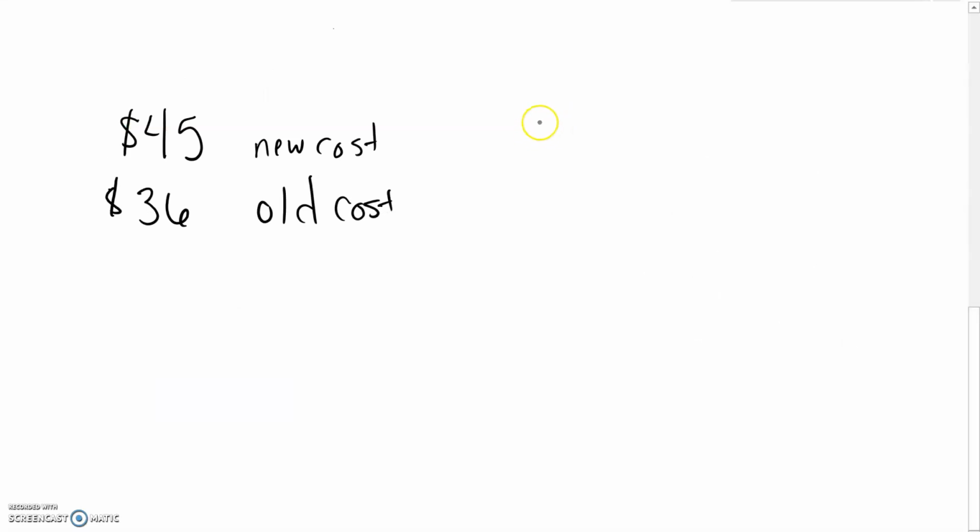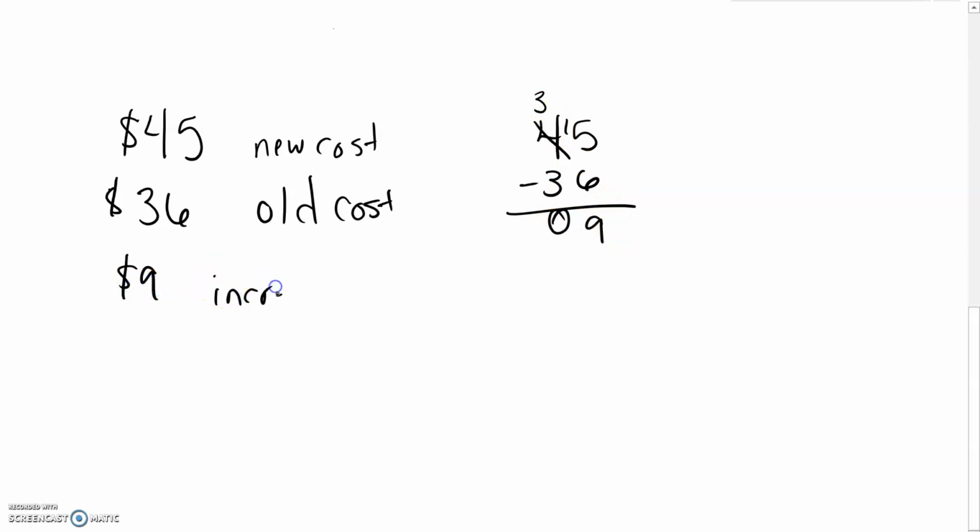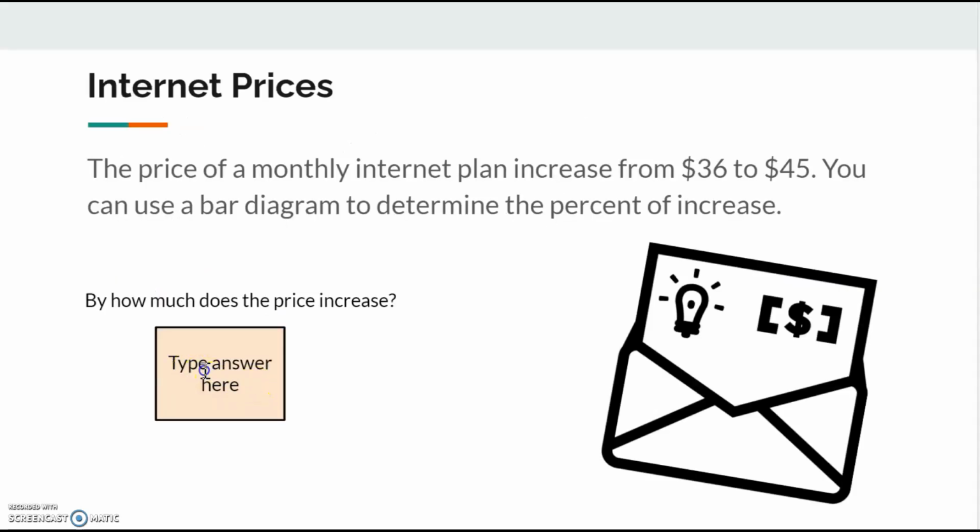So I'm going to go ahead and do my subtraction of 45 minus 36. I always have to subtract the smaller number. So 5 minus 6 I can't do. 4 becomes 3. 15 minus 6 is 9. 3 minus 3 is 0. So my increase is a $9 increase. All right, so how much does it increase? So in this box, you're going to type $9.